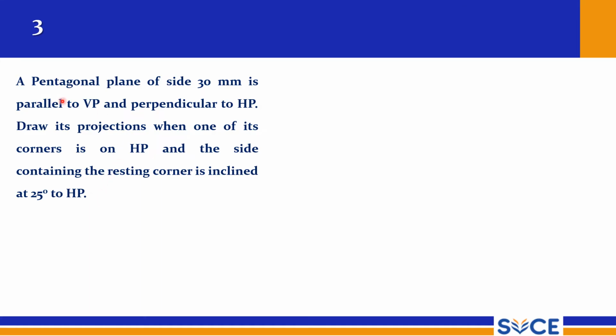So here it is parallel to VP. So obviously the true shape is observed on the front view. So only above the XY reference line you should draw the true shape, but the orientation you have to be very careful about. Here one of its corners is touching HP, so you have to draw only in this way.